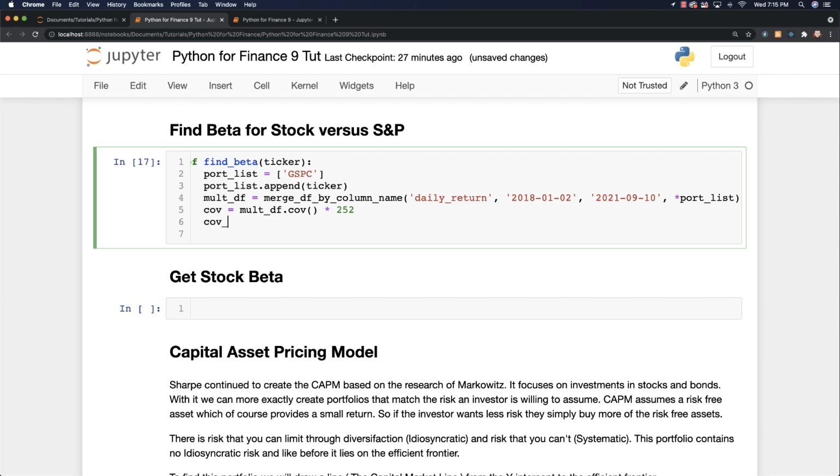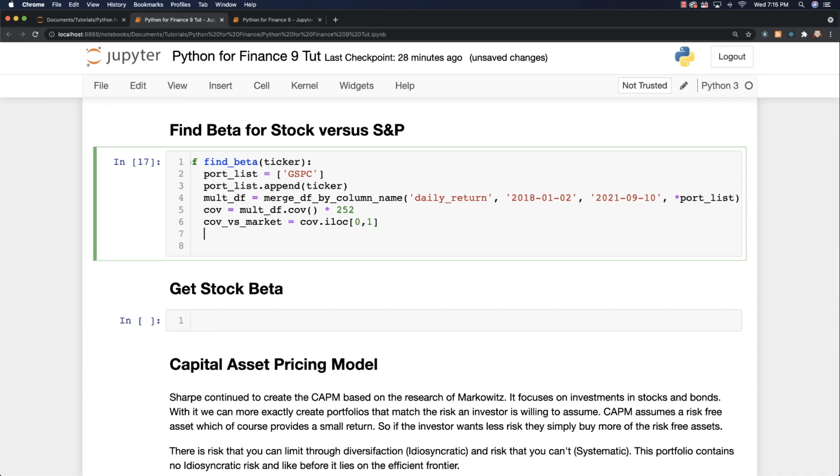Okay, and then what I want to do is I want to get covariance versus the market, and this is the covariance of the stock and the market is equal to covariance, and I'm going to go 0 and 1 like that. And then I want to get the annualized variance of the S&P. So I'm going to call this S&P variance equal to mult DataFrame. And what we're interested in here is GSPC and dot variance and times, outside of here, times 252 again.